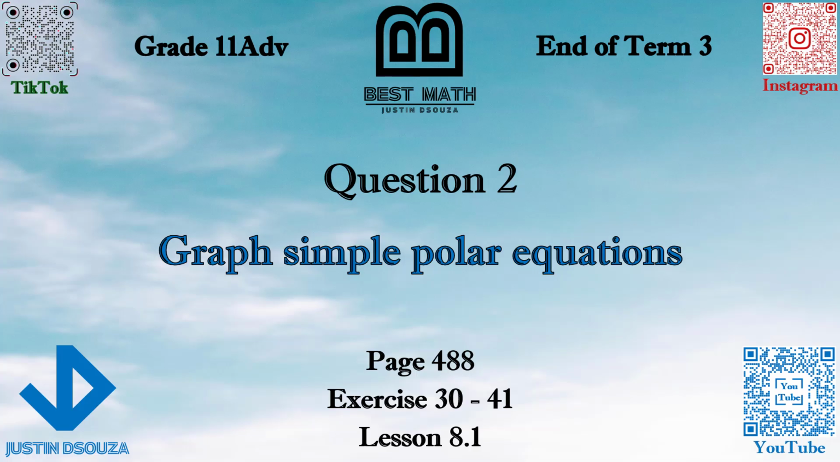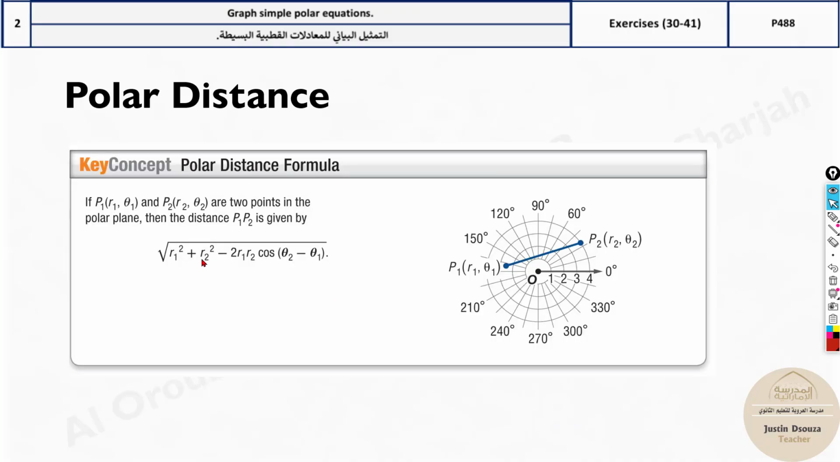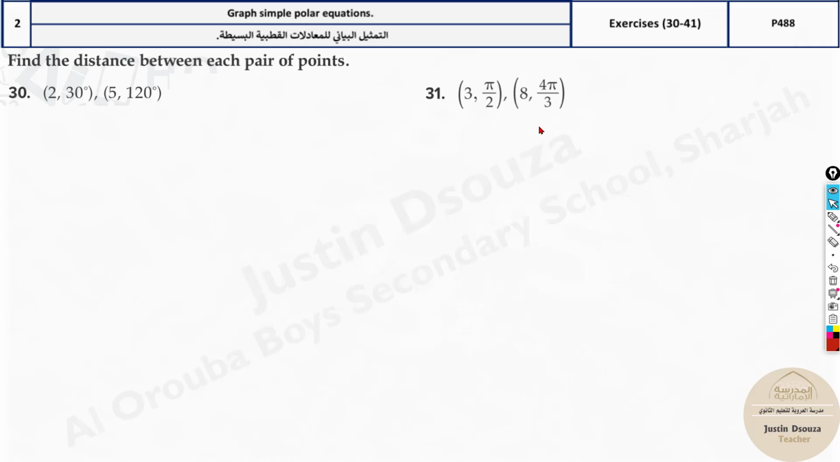The second question is not graphing simple polar equations at all. It is about polar distance. The formula is very simple. Square root of r1 squared plus r2 squared minus 2 times r1 r2 cos of theta 2 minus theta 1. There will be 2 coordinates, right? The first, radius 1, angle theta 1. The second point will be r2, theta 2. This is the formula you need to memorize. Once you know that formula, you can easily substitute and solve.